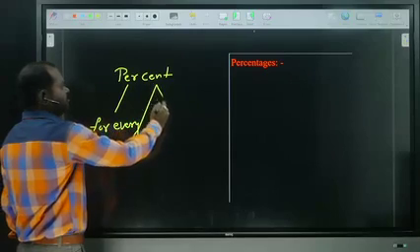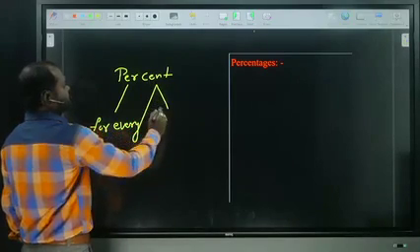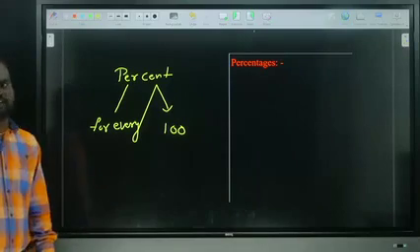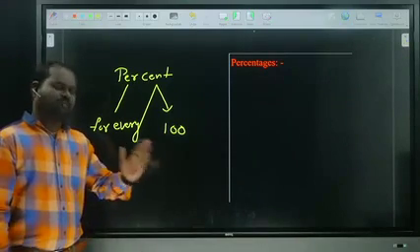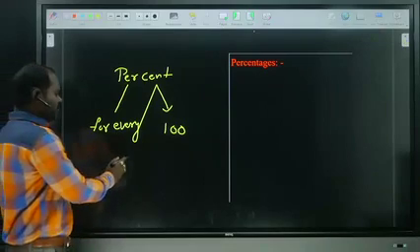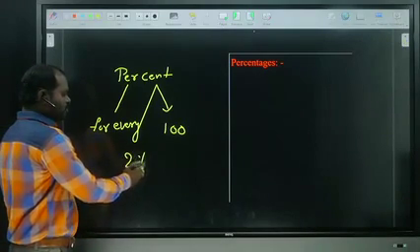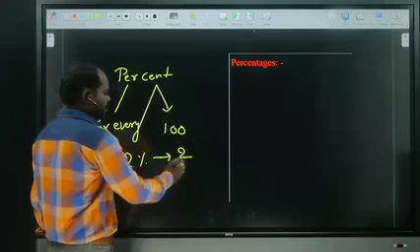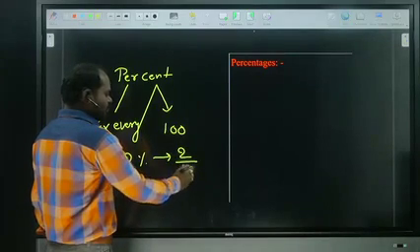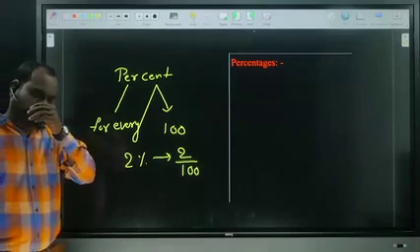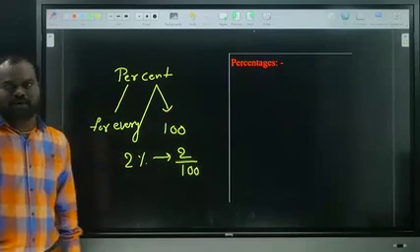whereas cent means 100. Per means for every, cent means 100. So percent means for every 100. For example, 2% means 2 by 100. Any percentage means out of 100. 2% is nothing but 2 by 100.